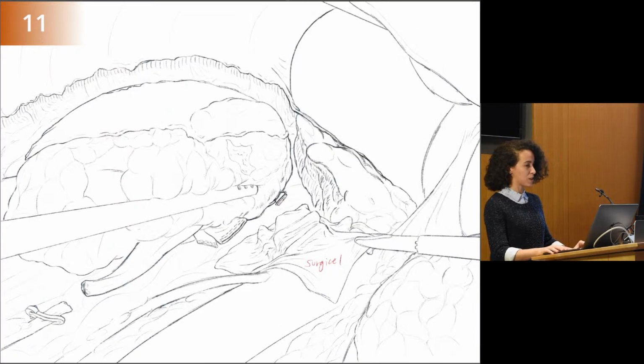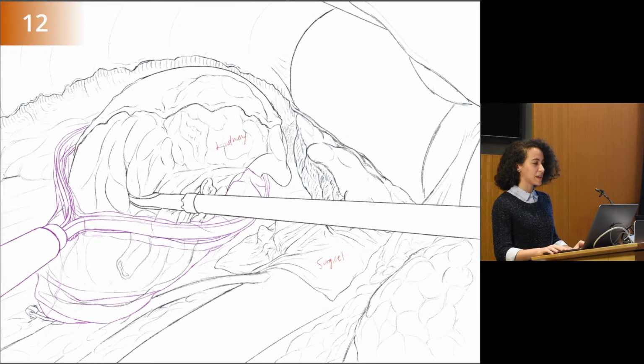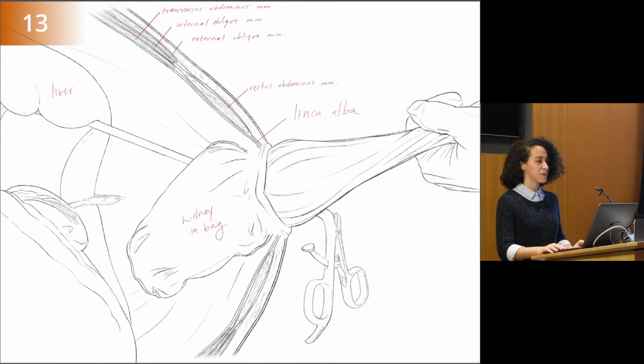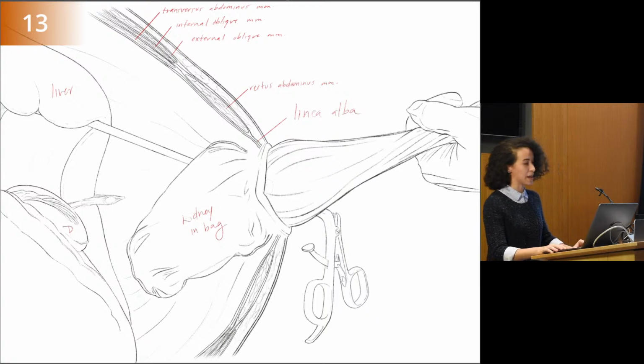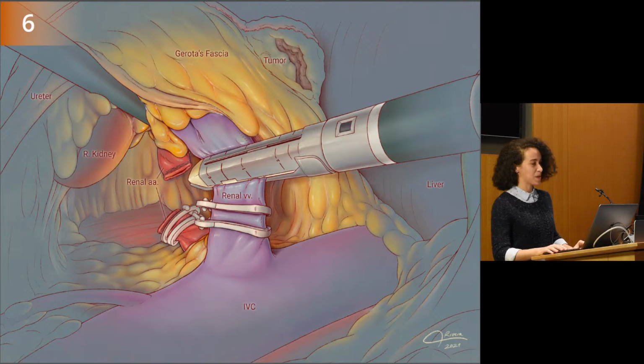A hemostatic dressing was then applied to what was left of the renal hilum, and the kidney placed in an endocatch bag. Finally, the specimen is removed via an incision along the linea alba. This particular method ensures easier healing than if the cut was made to the abdominal muscles. I chose to render step 6 again, the transection of the renal hilum, as it was a significant surgical moment.